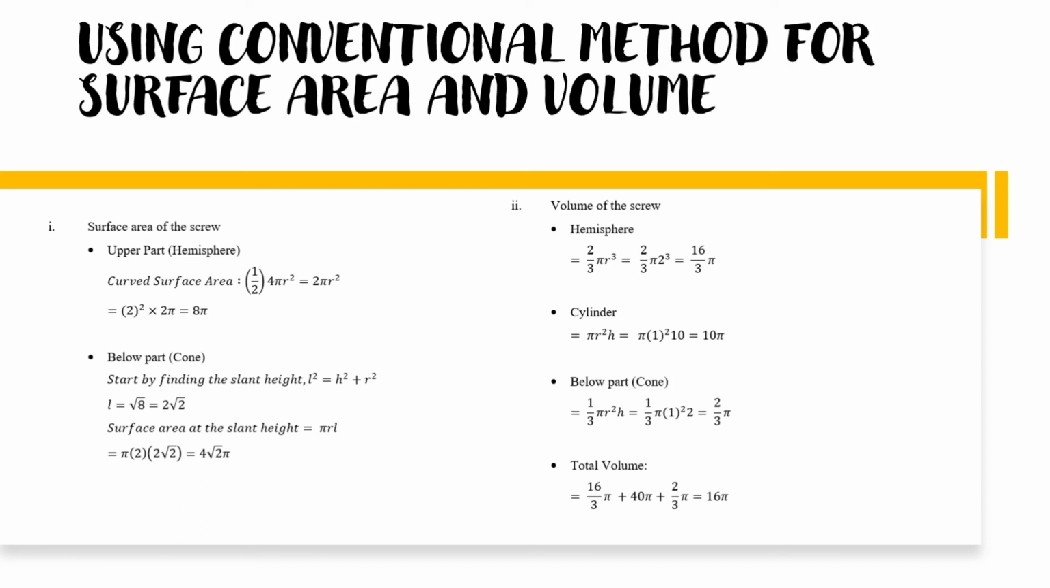So the volume of the hemisphere, as usual, using 2 over 3 pi r cubed, we substitute the 2 here, and it equals 16 over 3 pi. So the cylinder, pi r squared h, so the r is 1, we got 10 pi. So the cone, 1 over 3 pi r squared h, we got height 2, and then we got 2 over 3 pi. So the total volume is 16 over 3 pi plus 10 pi plus 2 over 3 pi, and we add it, it equals 16 pi. So that's all from me. Thank you.